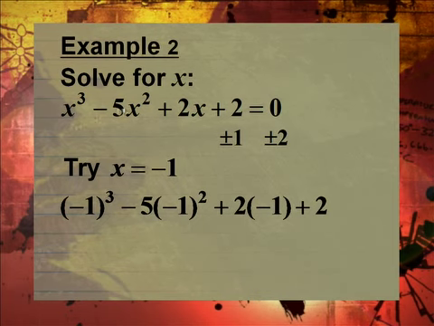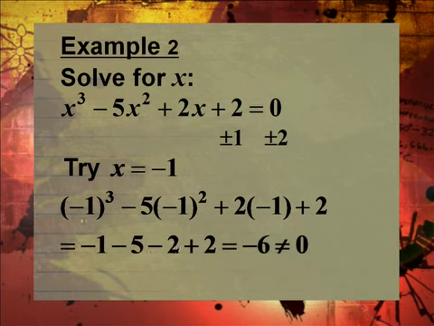Well, -1 cubed, 5 times -1 squared. Let's see. Maybe this is going to work. You said -1. Okay, -1. Ooh, careful here. First square that, multiply. Okay, that's cool. -5. Don't forget that. -2 plus 2.